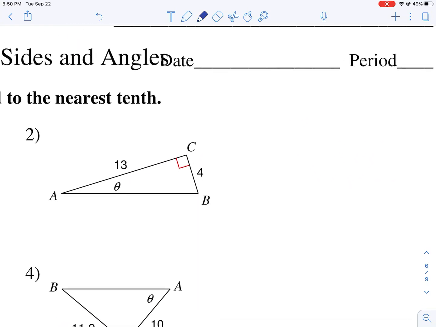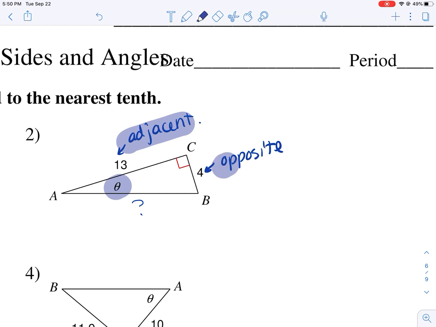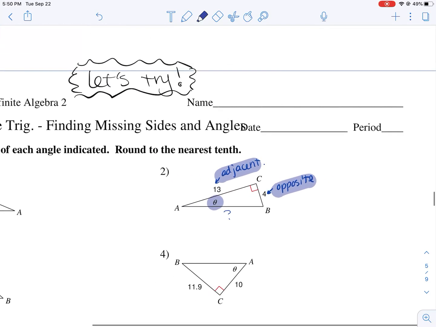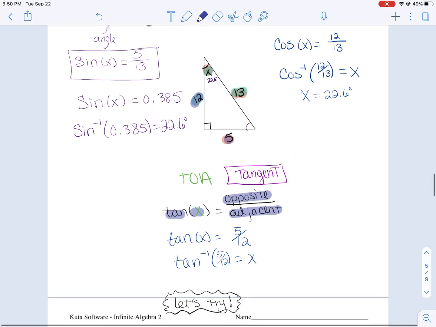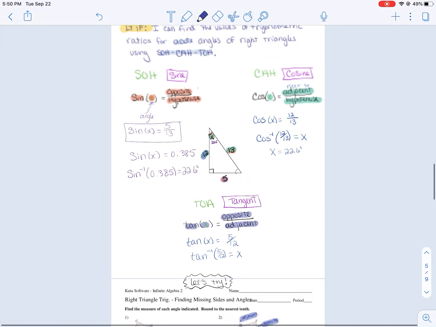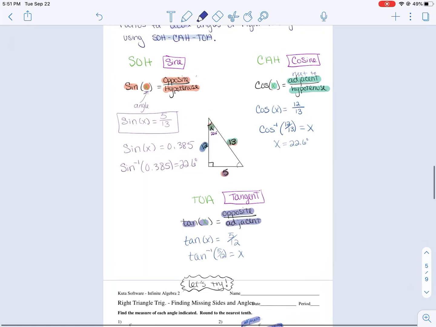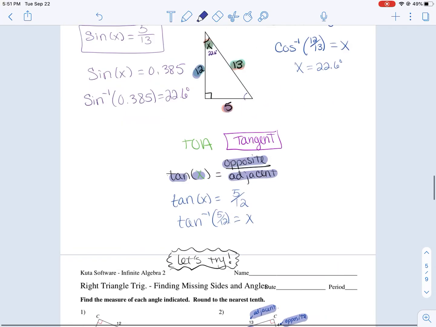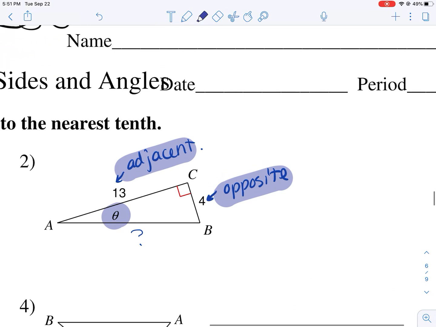So I'm going to do number 2. Here is my reference angle, okay? The side they've given me here is opposite that angle. And they've also given me a side that is adjacent to that angle, right? It's not the hypotenuse. I don't have the hypotenuse. So I need to use the function that utilizes opposite and adjacent. So let's go back and look. Well, tangent is the one that utilizes opposite over adjacent. So that's what I'm going to use to solve this problem.